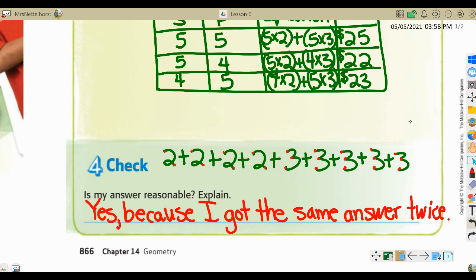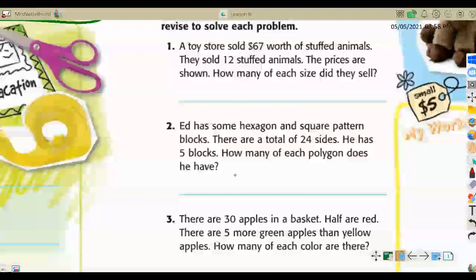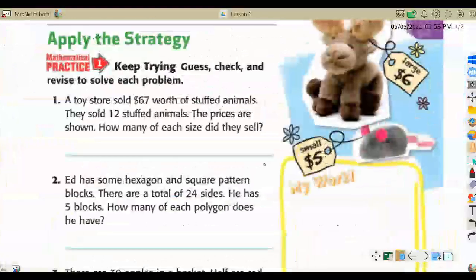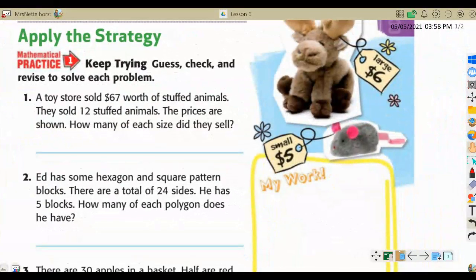All right, let's go to the next page. Now, there are a lot of problems here, and there's not a whole lot of workspace. So we'll see how this works out, because I know that was a concern of some of the students. Okay. Keep trying, guess, check, and revise to solve each problem. A toy store sold $67 worth of stuffed animals. They sold 12 stuffed animals. The prices are shown. How many of each size did they sell?